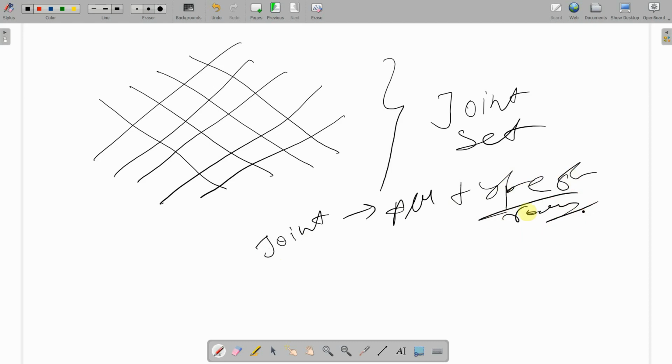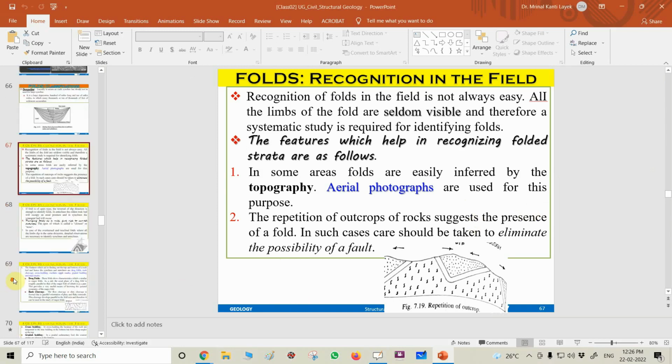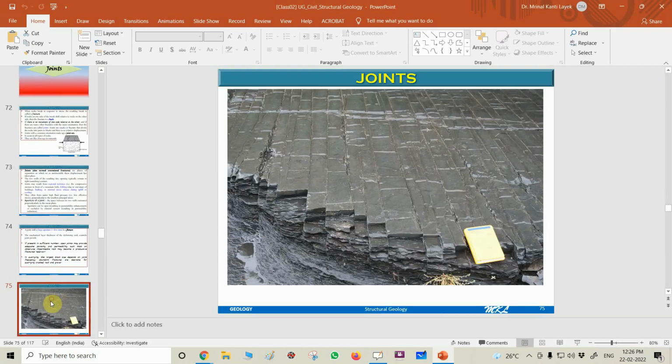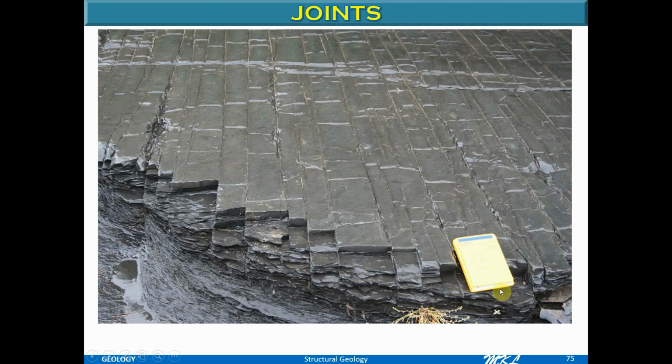So in every rock you will most likely find joints, and joints are planes of separation. If I define joints, they are the planes of separation on which no or undetectable shear displacement has taken place. So let me show a photograph of joints. This is a photograph of joint sets. See, they are fractured following a straight line pattern, but there is no relative movement between the blocks. That is observable. So this is the joint plane.